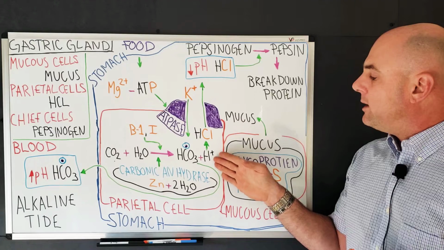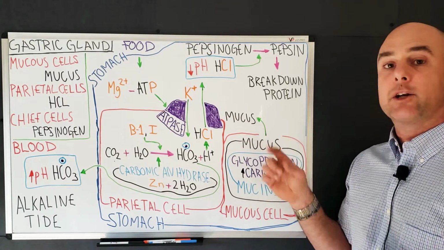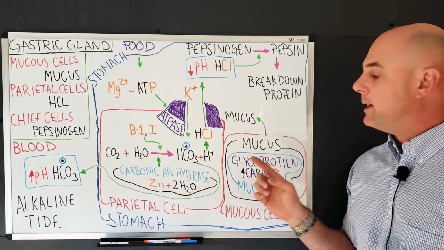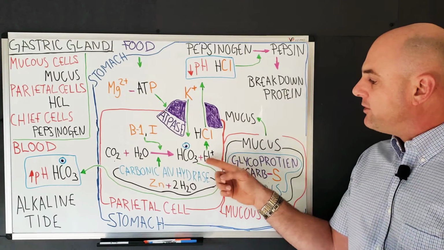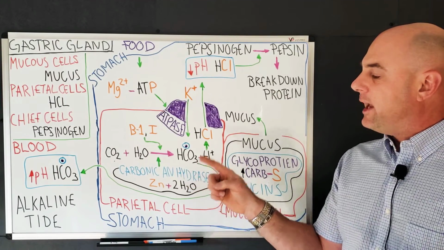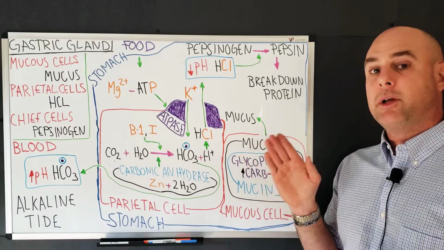So we've synthesized our hydrogen ions to make hydrochloric acid, but at the same time, we're also producing this carbonate ion. And it's this carbonate ion that gets excreted from the parietal cells and the stomach into the bloodstream.